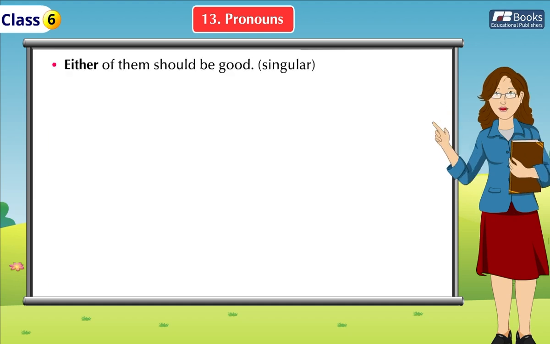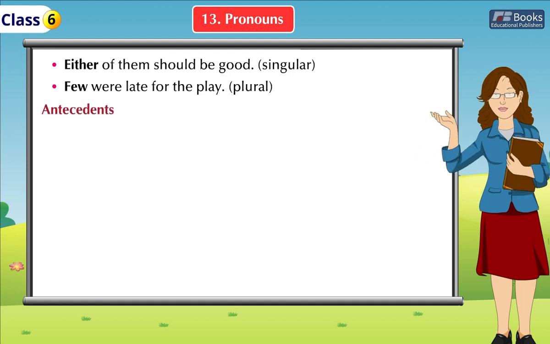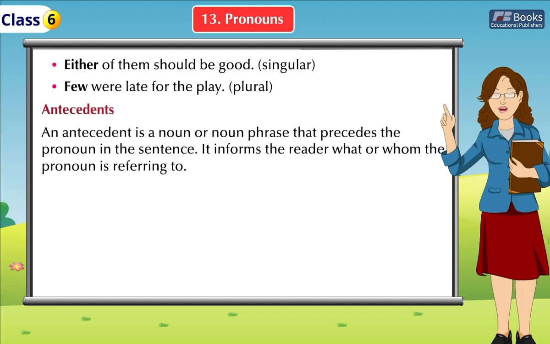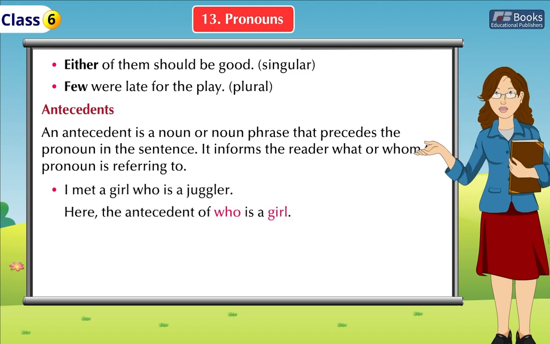"Either of them should be good." Singular. "Few were late for the play." Plural. Antecedent: an antecedent is a noun or noun phrase that precedes the pronoun in the sentence. It informs the reader what or whom the pronoun is referring to. "I met a girl who is a juggler." Here, the antecedent of "who" is "a girl."